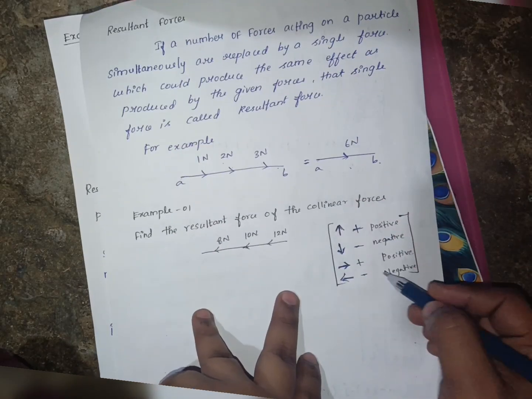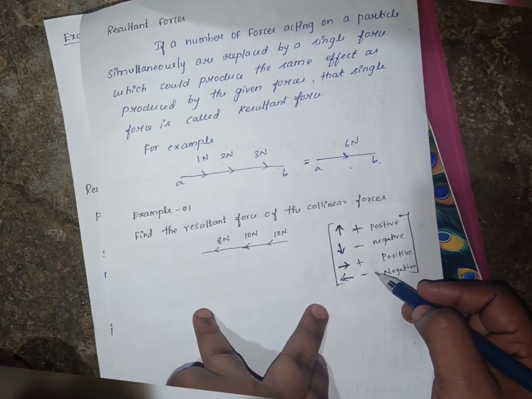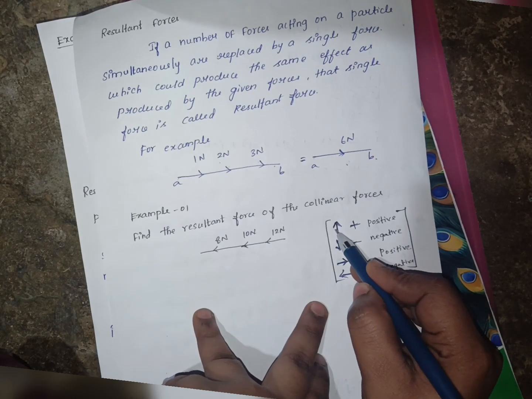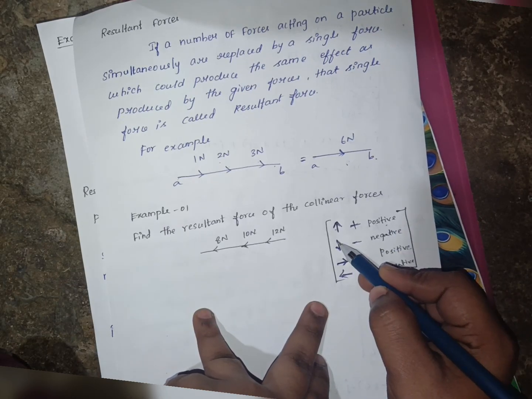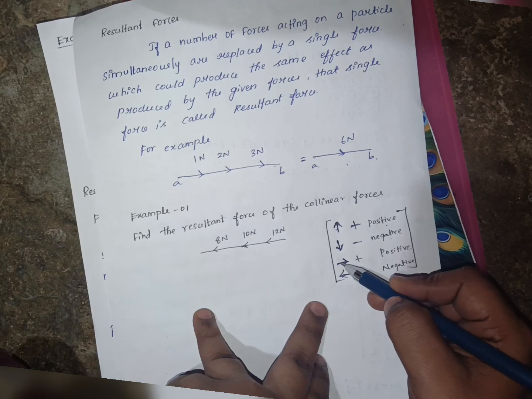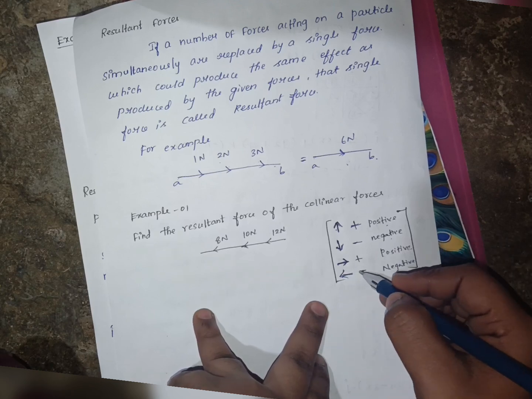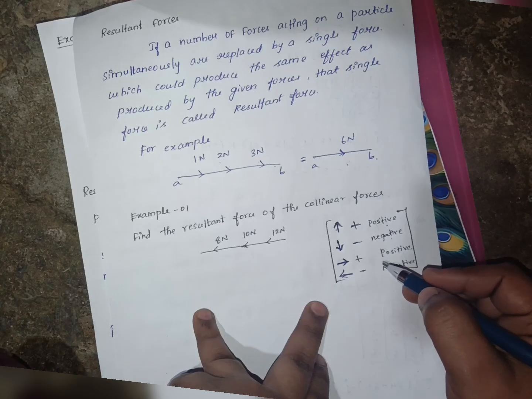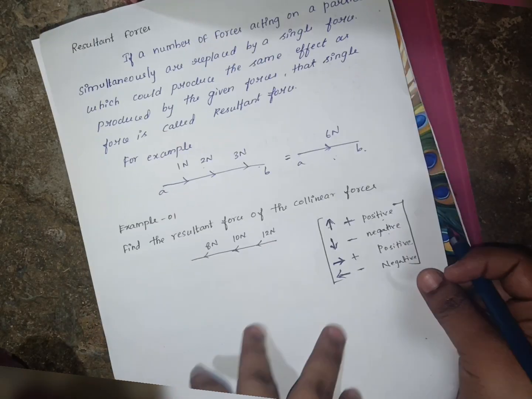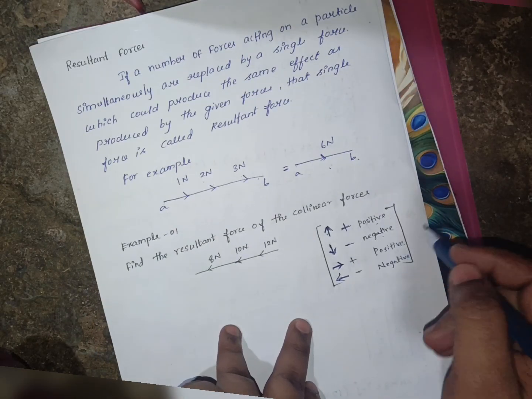We want to know the symbols to identify the resultant force. Upward vertical force is positive, downward vertical force is negative, horizontal force acting from left to right is positive, and horizontal force acting from right to left is negative. Now we know the symbols to identify the resultant forces.